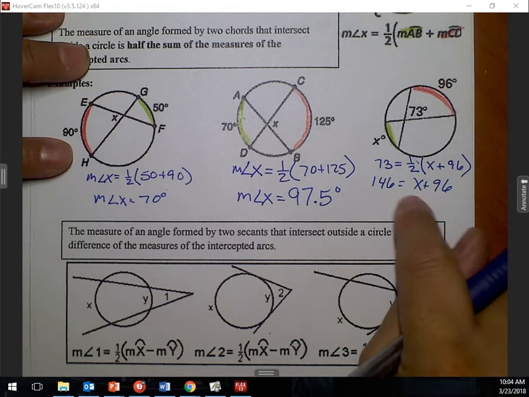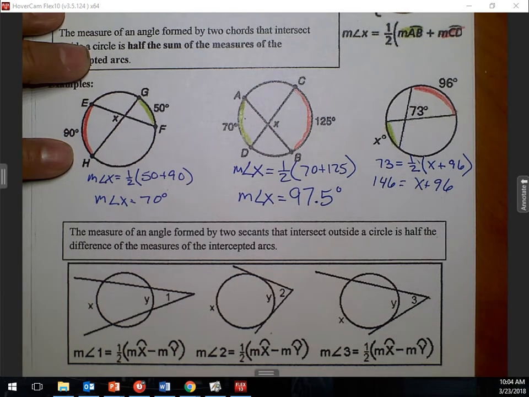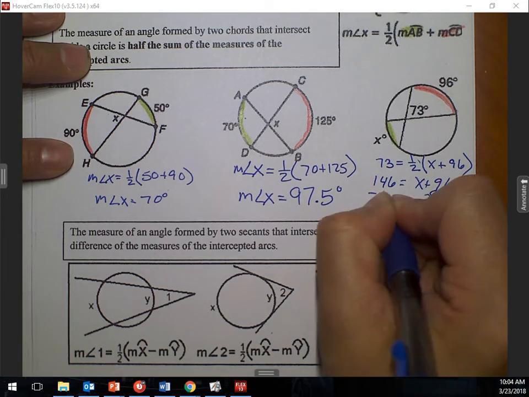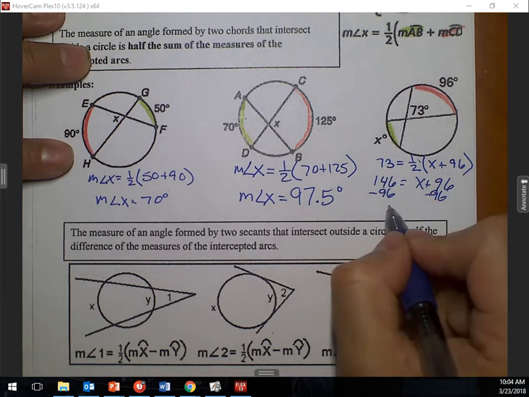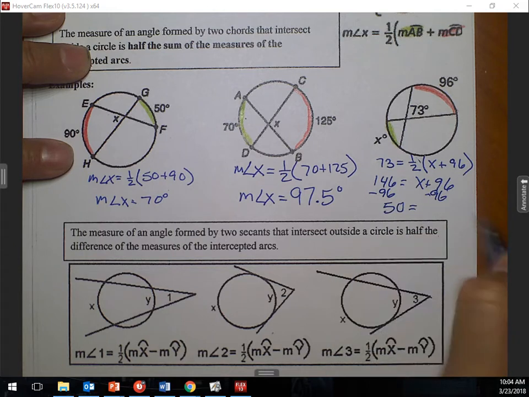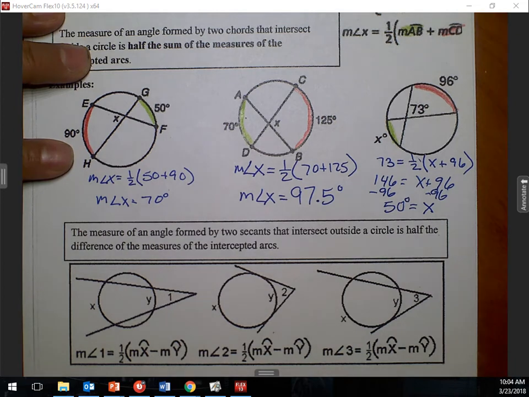Now, what am I going to do? I'm trying to get the x by itself. So what would I do to get rid of the 96? Subtract 96. Very good. Equals 50. So 50 equals x. So x is 50 degrees. Not too bad, right?